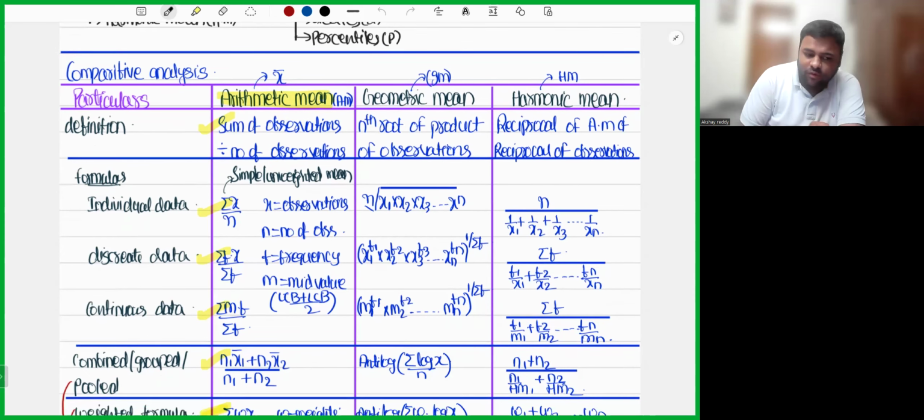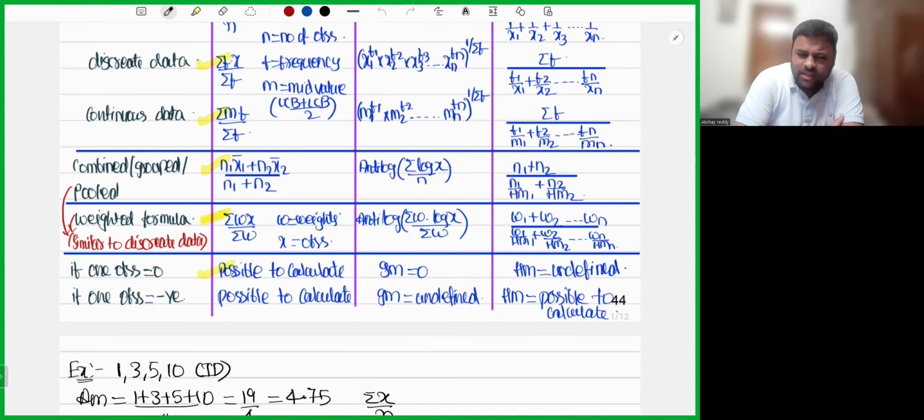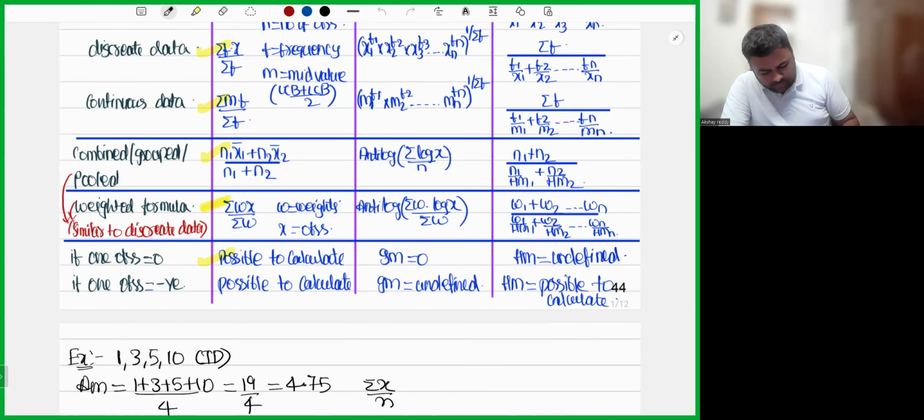Next I said you weighted formula: summation of w into x divided by summation of w, that is weights. When all observations are not of equal importance, there you give weight and then you calculate arithmetic mean, that is weighted arithmetic mean. Next I said you one observation is 0, one observation is negative, it doesn't impact our data much because we are dealing with arithmetic mean. That impact will be on GM and HM. Next, I said you that if all the weights are same, simple arithmetic mean and weighted arithmetic mean will be same.